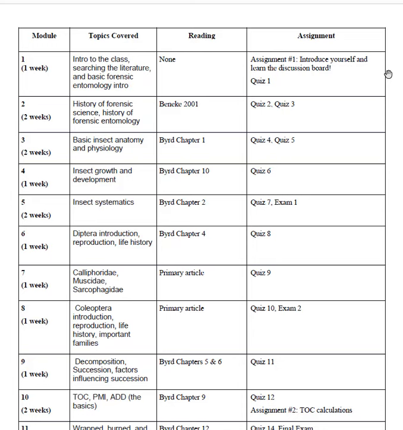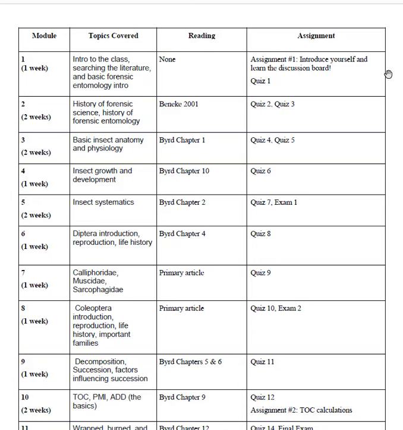So the first week is what we're in right now. Welcome. We're going to be talking about the syllabus here, how to search the literature, and I'm going to give you a very basic forensic entomology introduction. Then we're going to move into the next module that covers 2 weeks, and that's going to give you a history of forensic science and the history of forensic entomology. You'll notice that the reading here starts with Beneke 2001. That's one of those articles that I've required. And during the literature search information section, I will tell you how to find that article so you can read it. And then you've got your 2 quizzes, quiz 2 and quiz 3.